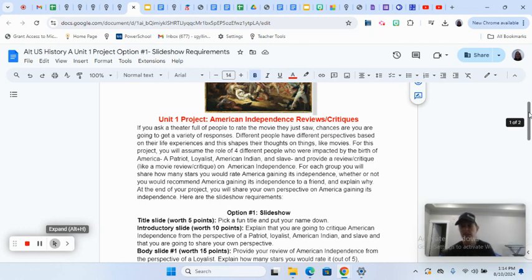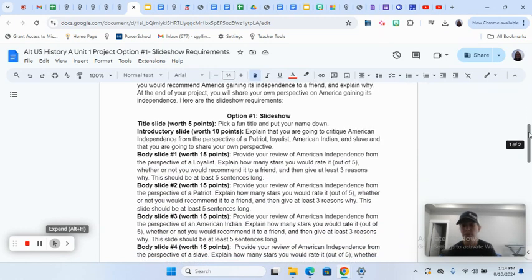So here are the slideshow requirements. And after I'm done showing you the requirements, I'm going to show you a quick example so you can kind of have a better idea of what that might look like. So first of all, you're going to put a title slide, and that's worth 5 points. And that's where you put a fun title and your name down.